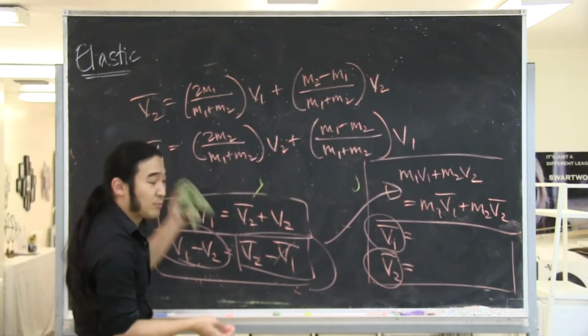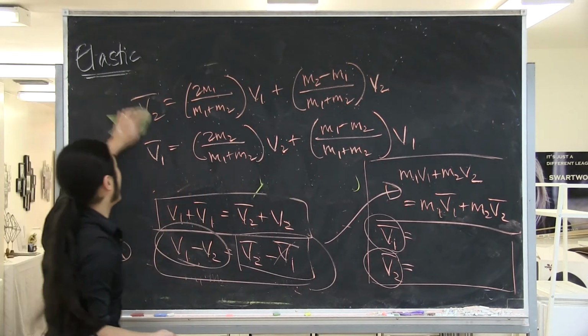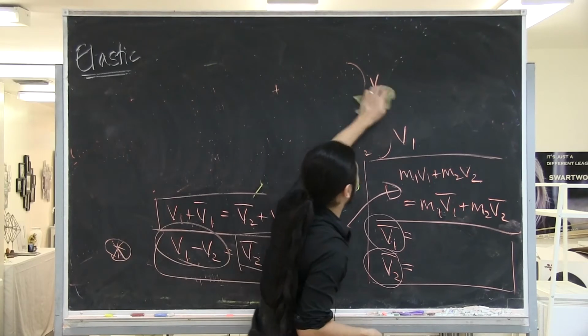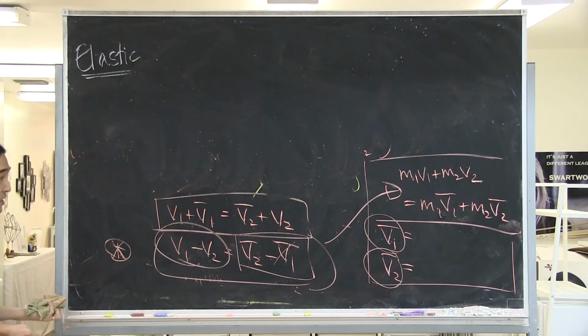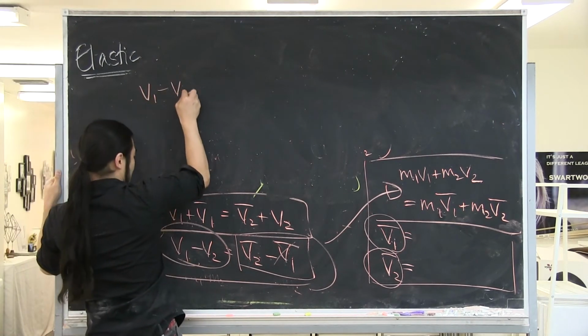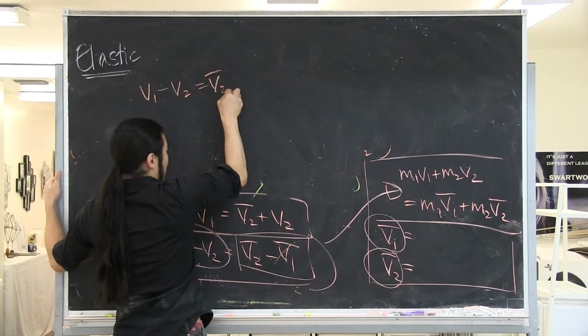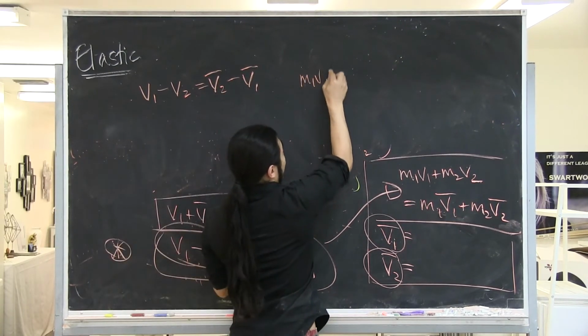So anyway, what's the point of this? I wanted to do a problem with you. A problem that I think would be fair for the exam. And where we would use both pieces of information. Probably the prof's already done something similar to this, but it doesn't hurt for us to review it one more time. Okay? So I want to use this statement, v1 minus v2 is equal to v2 bar minus v1 bar. And I want to use conservation of momentum.